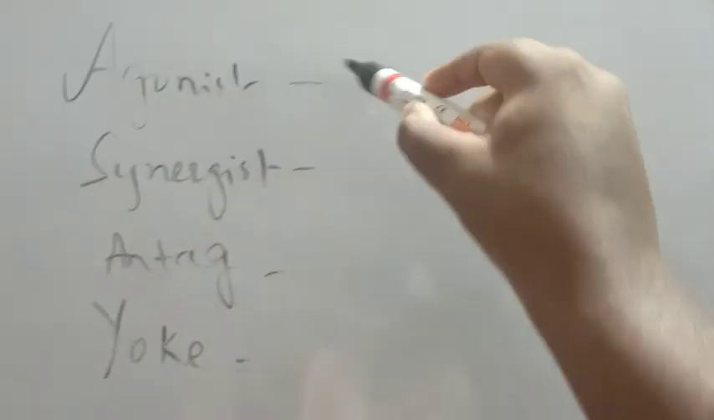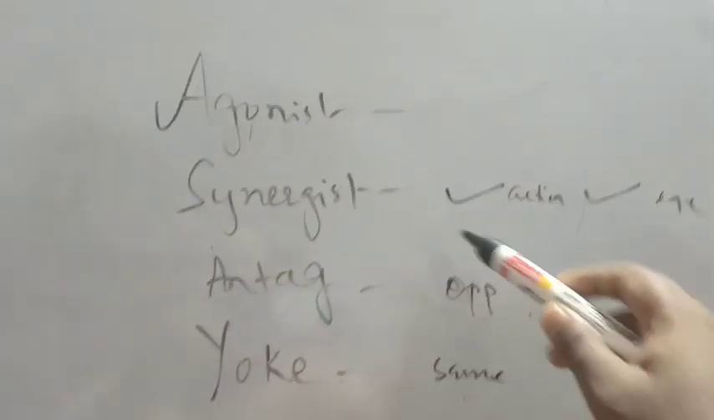Then synergist: it will directly have that action. Synergist means two muscles which have the same action in the same eye. Antagonist is opposite action in the same eye, and yoke muscle is muscles with the same action but of opposite eyes. Before I give examples, first we have to know the actions of the muscles.